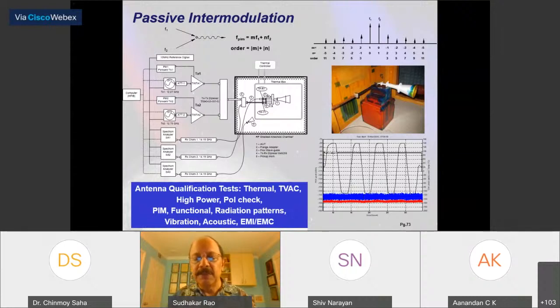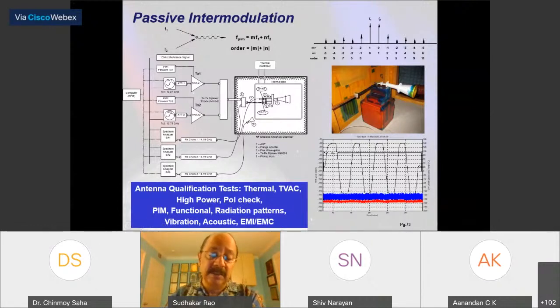Our spec was minus 132. I think we are measuring almost minus 138. Other tests you have to do are thermal tests and TVAC tests. TVAC is a thermal vacuum chamber. High power tests you have to do, to make sure that it can handle the power. Sometimes we do it by analysis. If we have enough margin like 10 dB or 9 dB, I think we don't need to do the test. We can show it by analysis.